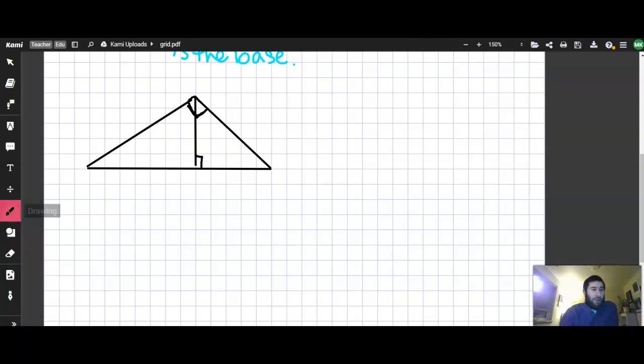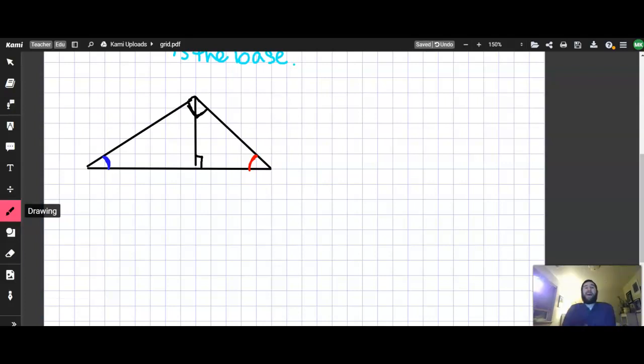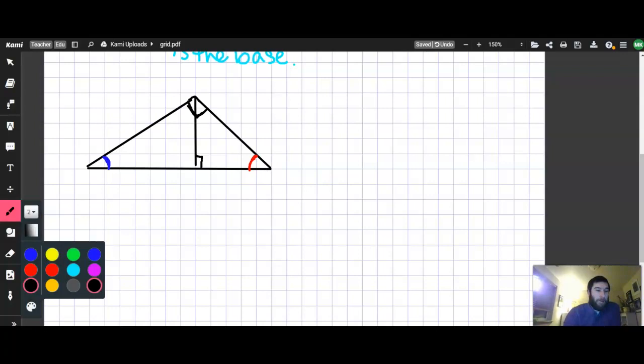So let me go ahead and just look at the full large triangle here, the full thing. We have two angles in this full gigantic large triangle. I'm going to make one of them blue, and I'm going to make the other one red. And ladies and gentlemen, what we know is that the blue angle and the red angle add up to 90 degrees, because all three of the angles add up to 180. Now, here's the cool part. Ready? It's going to blow your mind.